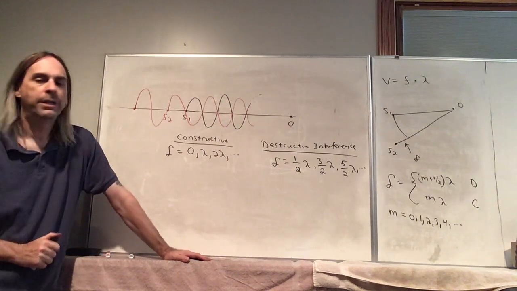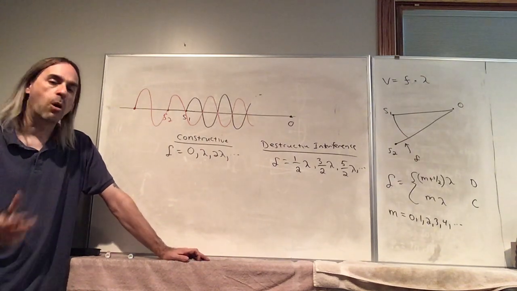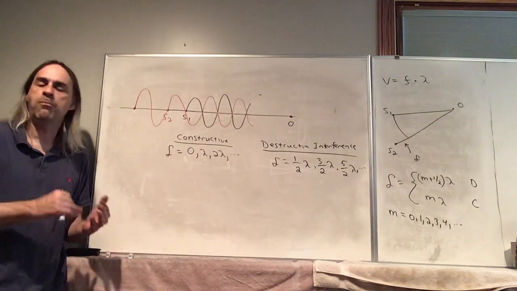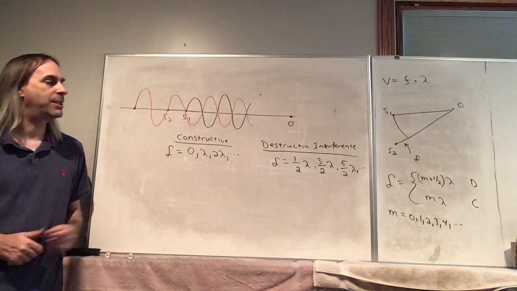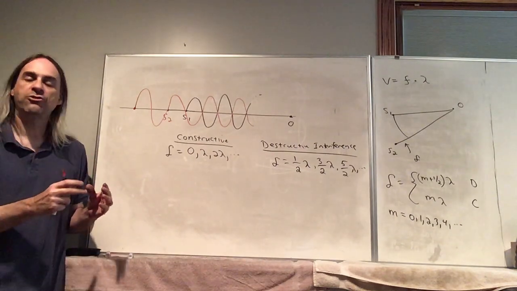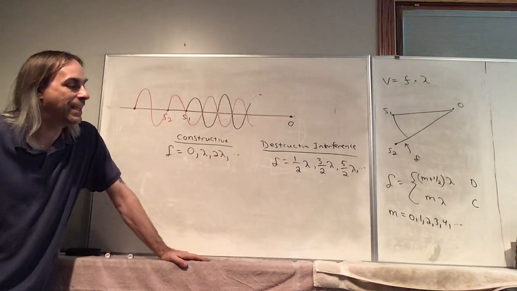Now in general, you're not getting either of those. If delta is 1/4 of a wavelength, they'll meet not perfectly in phase or perfectly out of phase. It'll be somewhere in the middle. And so we want to look at pure constructive or pure destructive interference, and those are the conditions.